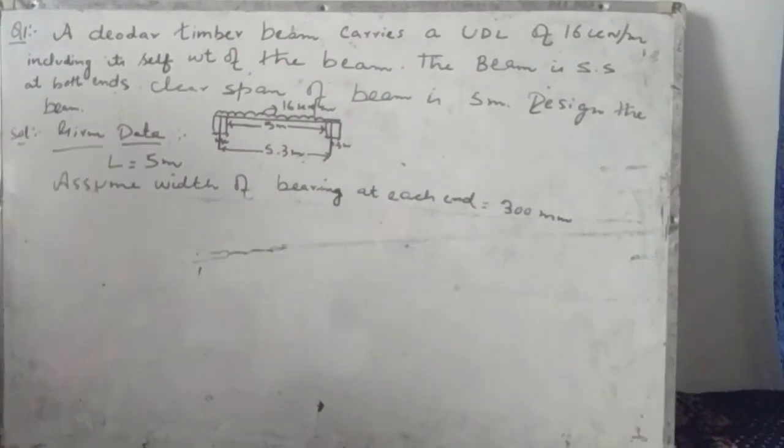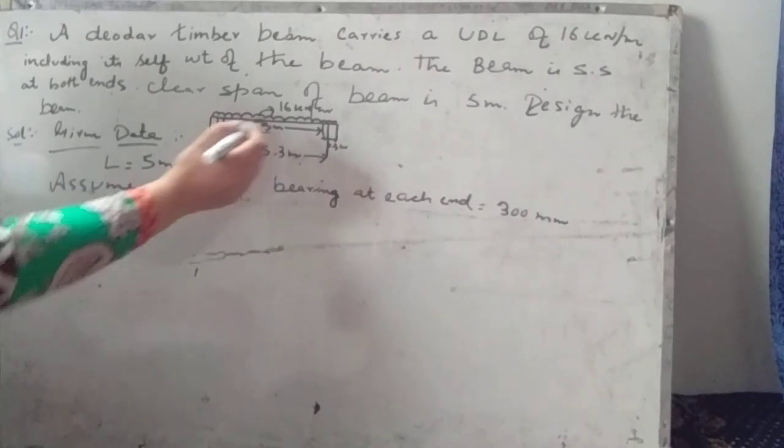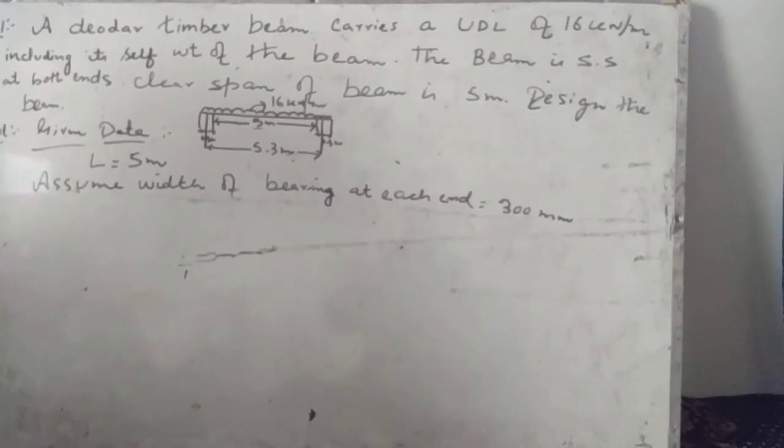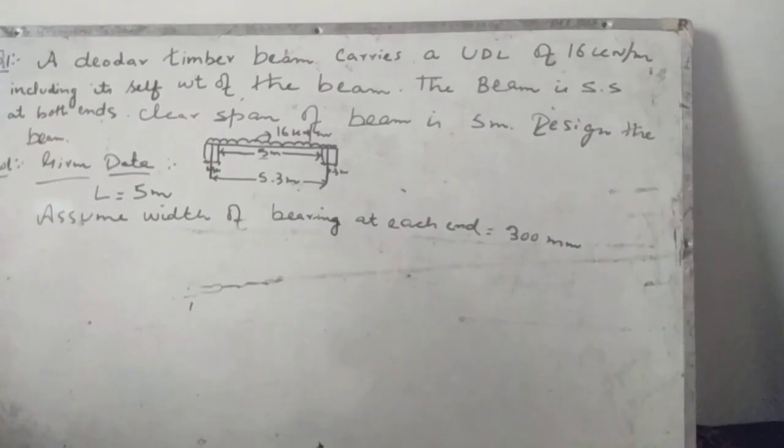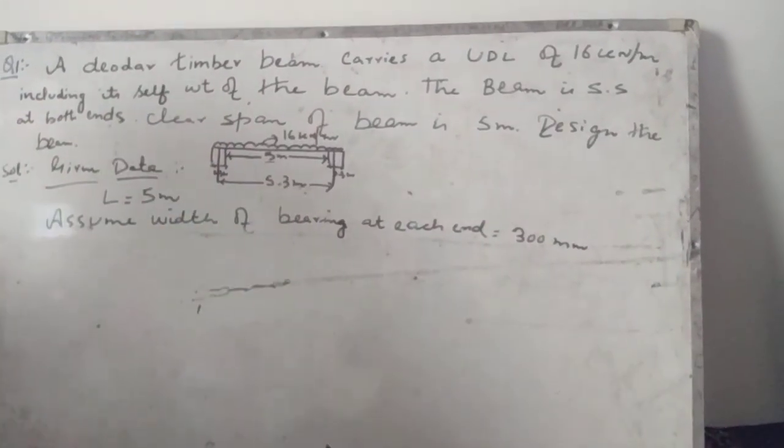So here the given data is clear span, which is 5 meter. We have to assume the bearing. When the bearing is not given, we have to assume it, and this bearing depends upon the clear span of the beam. Here we have assumed width of the bearing as 300 mm.